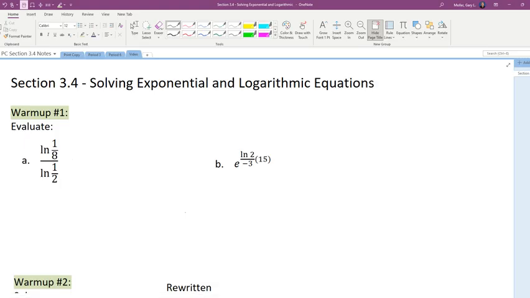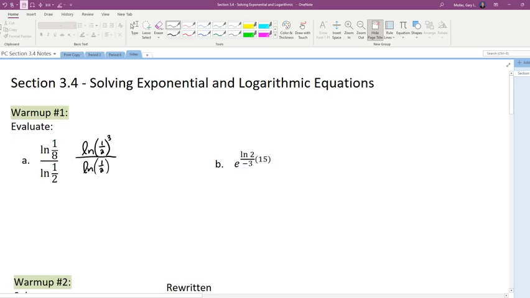All right, in answering this question, obviously we could use a calculator, but let's see what we can do maybe without a calculator. And I see that I can make 1/8. I can treat 1/8 as a number that is 1/2 to a power. So I'm going to rewrite this problem as the natural log of 1/2 cubed, because that would make 1/8, over the natural log of 1/2.